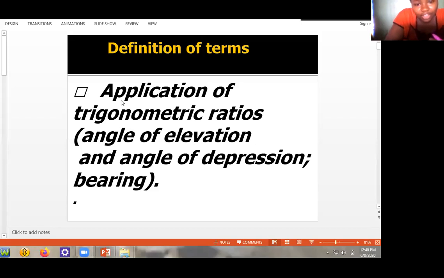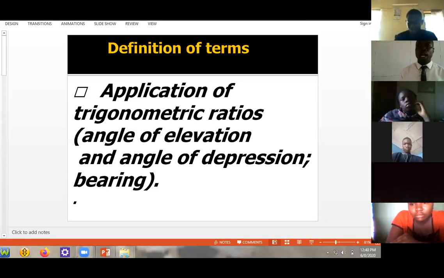Angle of elevation has to do with the angle or the height from the ground to above, while angle of depression has to do with your foresight from above to the ground. Okay, you try.